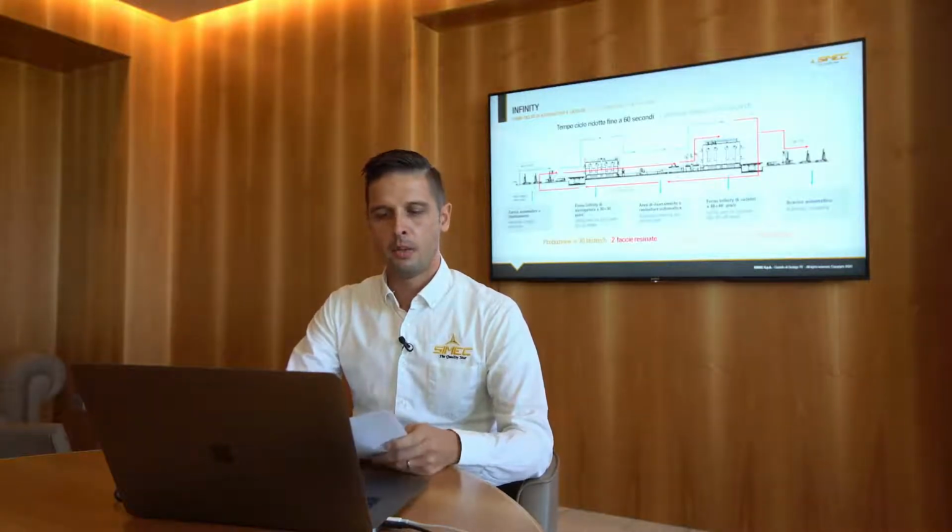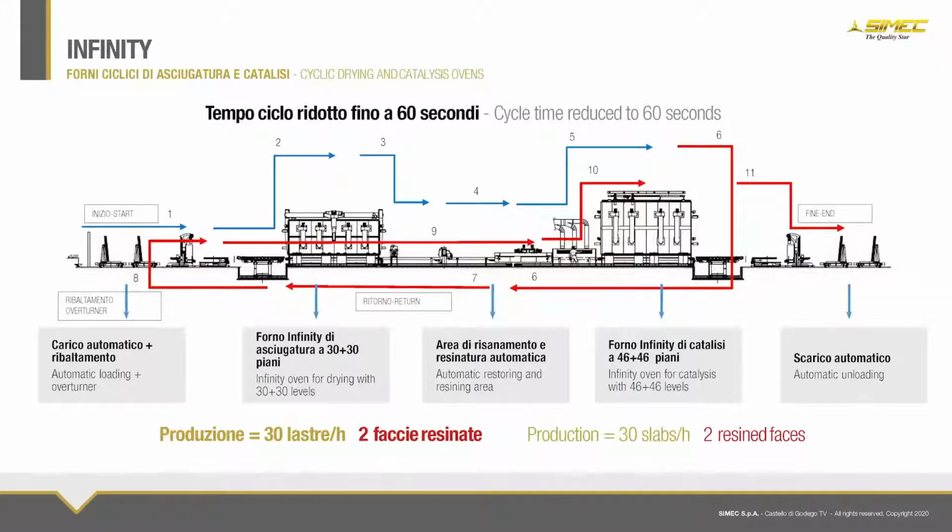In the next slide, with the same resin plant, it is possible to execute the resining of both faces of the slab. As you can see in the slide, from point 6 to point 8, the first-phase resined slab returns back to the beginning of the line for the overturning operation thanks to the tray return circuit. Then the overturned slab can proceed for the second-phase resin and catalysis operations.